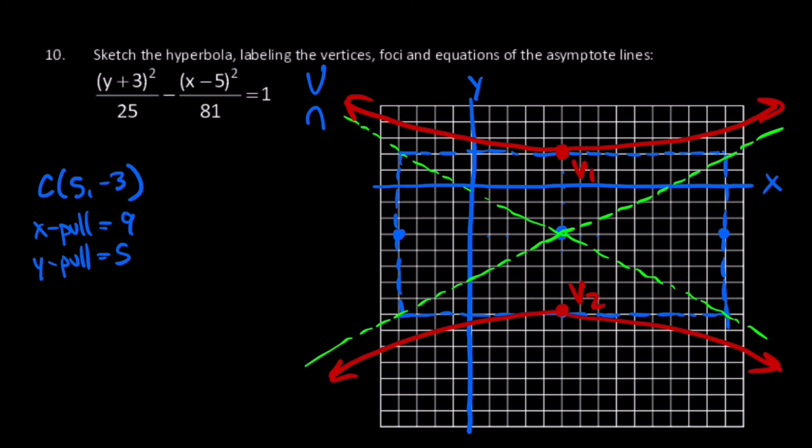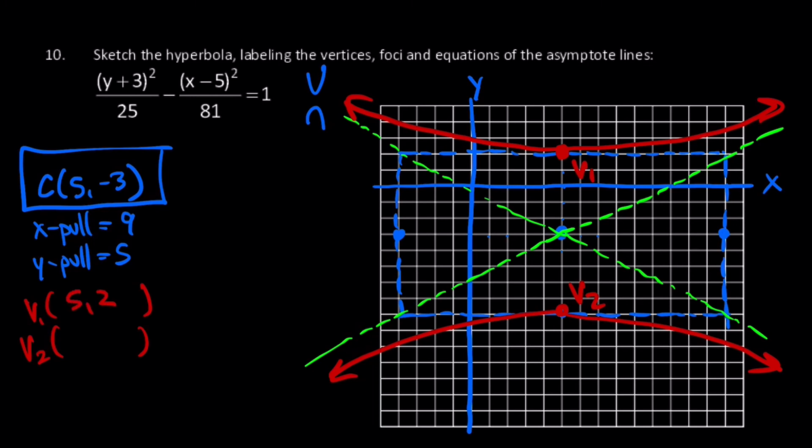All right, so now I've got some information. I already labeled the center. I can now get the coordinates of V1 and V2. V1 is going to be 5, 2, looking at that graph, and V2 will have the same x-coordinate, 5, that's going to be negative 8. So I've got those coordinates.